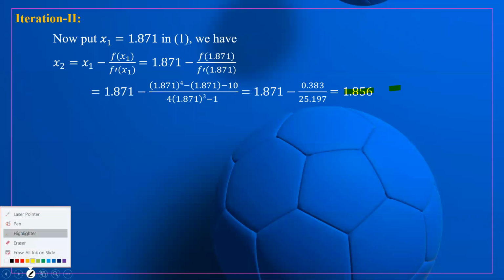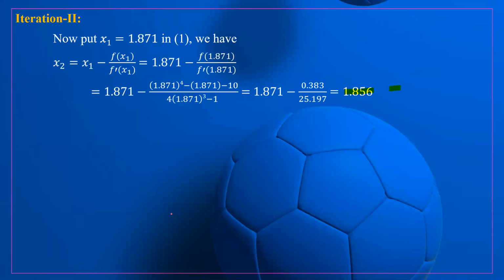Now let us take another iteration. We have the formula number 1, which is x n plus 1 is equal to xn minus f of xn divided by f dash of xn. This was iteration number 2. So now for iteration number 3, let us put n equal to 2. So what we have, x3 is equal to x2 minus f of x2 divided by f dash of x2. So what is x2 over here? x2 is equal to 1.856. This is our x2.